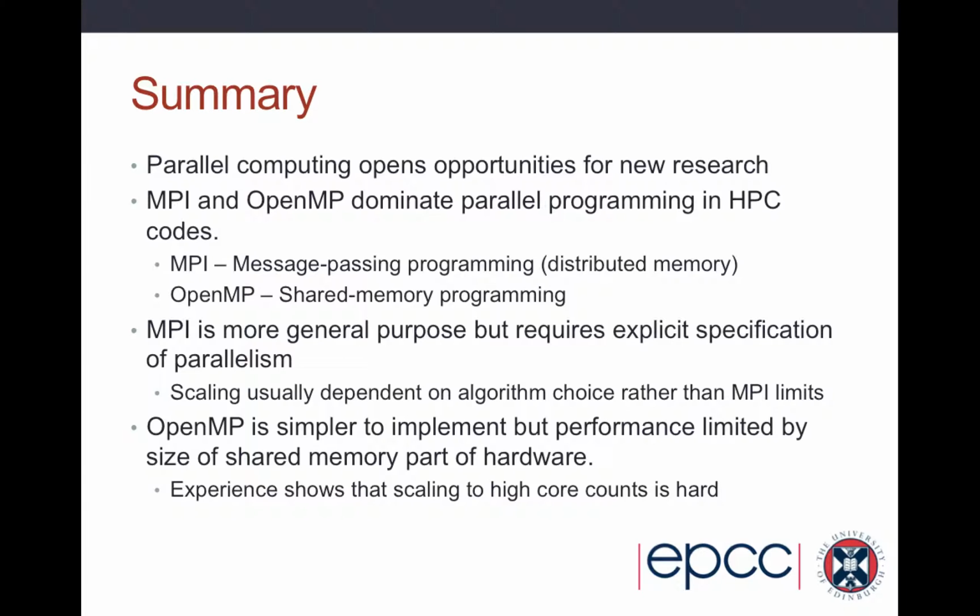And MPI is more general purpose, and it requires explicit specification of parallelism, but the scaling is usually dependent on your algorithm choice rather than the inherent limits of MPI itself. OpenMP can be simpler to implement, but the performance is generally limited by the size of the shared memory parts of the hardware, and experience has shown that scaling to high core counts using pure OpenMP is very difficult.